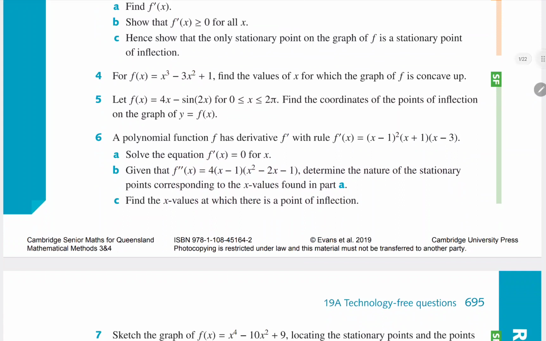Question 5. Find the coordinates of the points of inflection on the graph. So that's the equation there, and then we're given a domain. Well, this one is actually fairly simple. Should I work through this one? Okay, yeah, I'll work through this one.